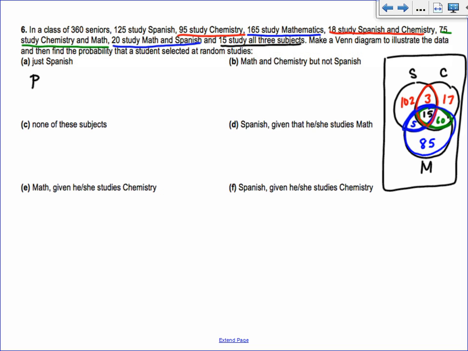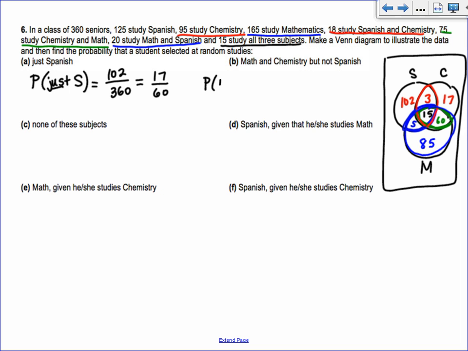So if I say the probability of only doing Spanish, so just Spanish, that means that I am in this portion right here, right? 102. So I have 102 students out of the total of 360. And you can let your calculator reduce that for you. I know they're both divisible by 3 at least. So when I do math 1, I change it to a fraction, I get 17 out of 60. So they were both divisible by 6.